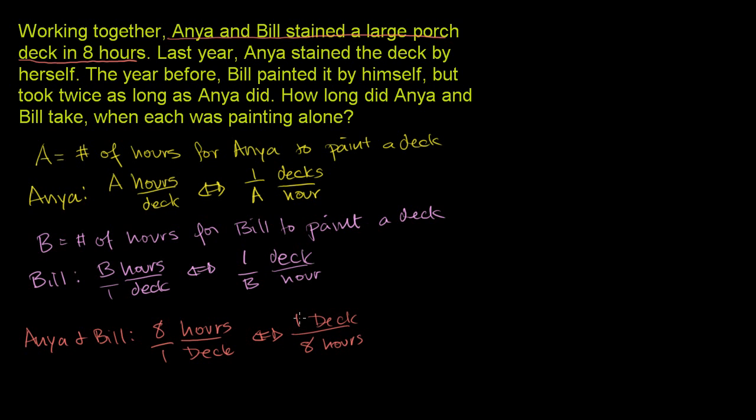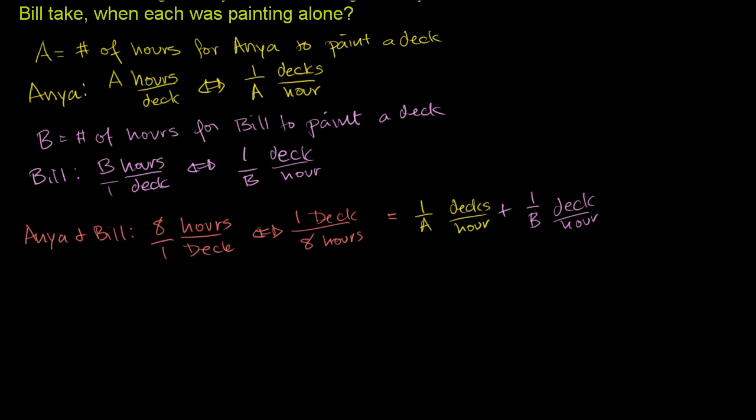And this is going to be the combination of each of their rates. So this 1 deck per 8 hours is going to be equal to Anya's rate, 1 over A decks per hour, plus Bill's rate, plus 1 over B decks per hour. So we have one equation set up. I won't write the units anymore. We have 1/8 is equal to 1 over A plus 1 over B.